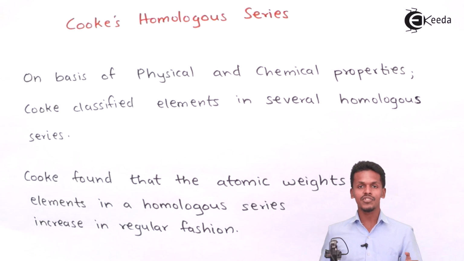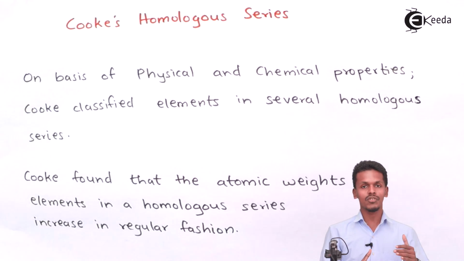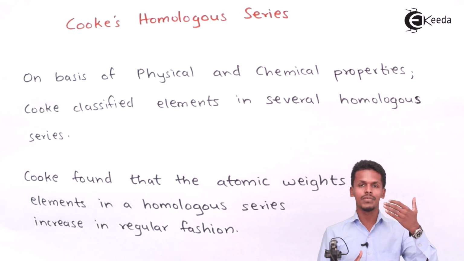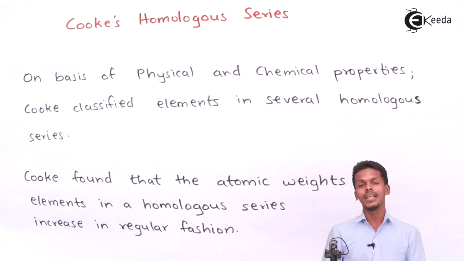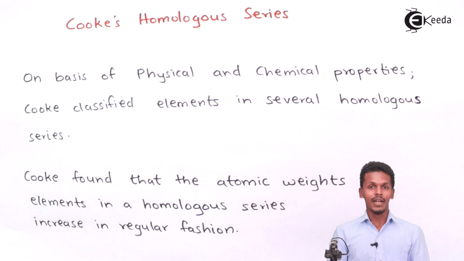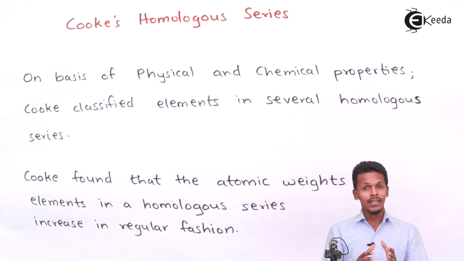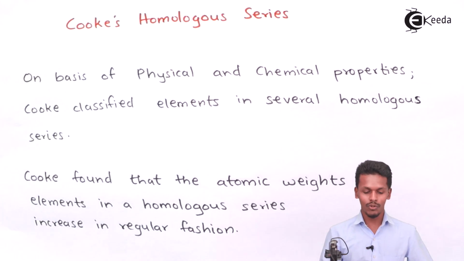It represents the physical as well as the chemical properties of the group of elements kept in Cooke's homologous series, as well as the atomic weight, which increases as we go down a group, from up to down. But this kind of arrangement in the homologous series had a particular trend that it showed. So let us talk about that also.